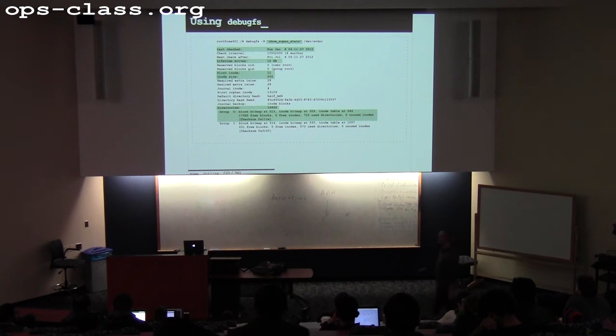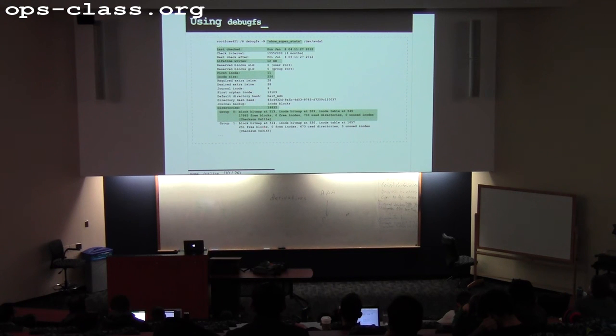So this group is actually full. This group has all of the files in it that I can create. There are still some data blocks left, and to be honest, I don't know if EXT4 allows me to allocate data blocks from a different group. Maybe it does. But the point is, in this group, I've used up all my inodes. And I still have some space left.